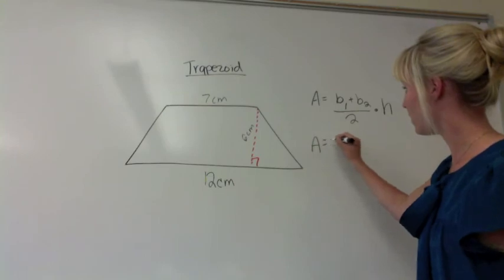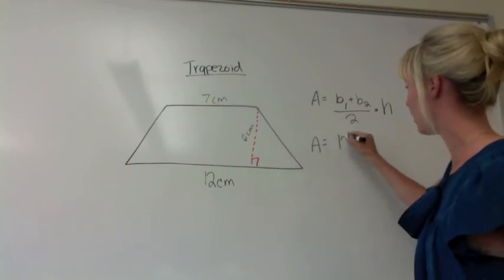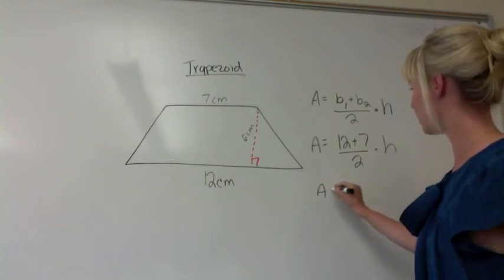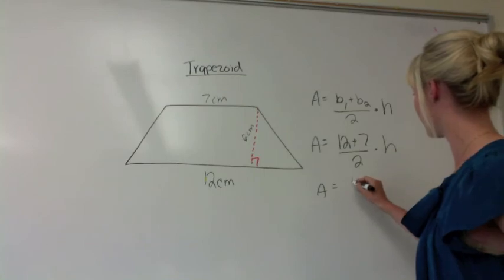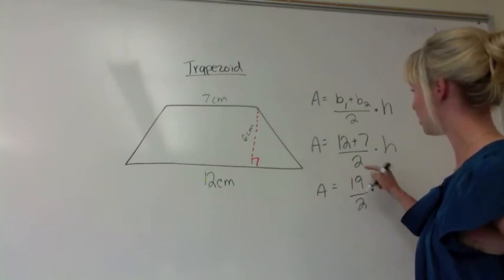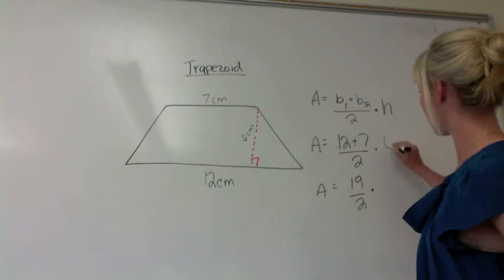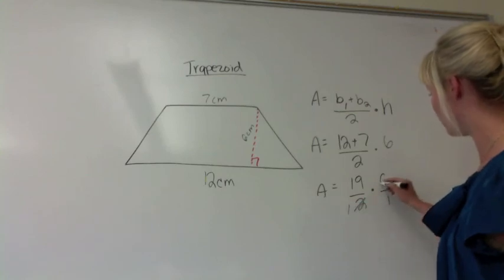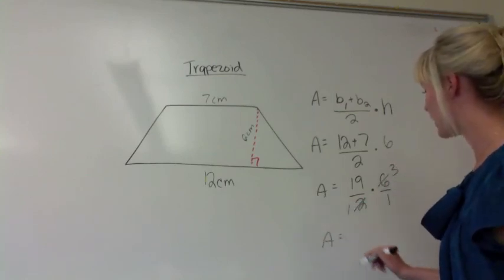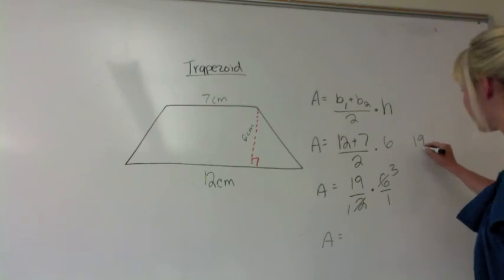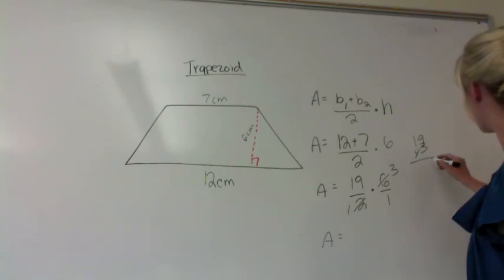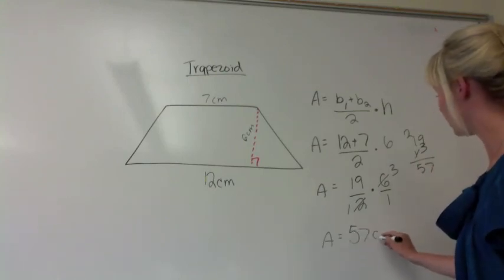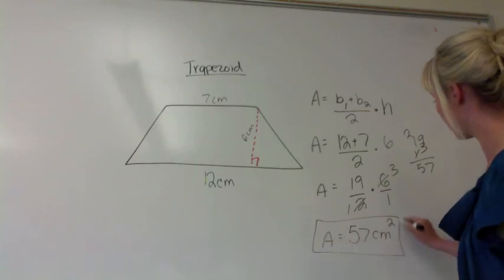So now we just plug our values in. Base 1 plus base 2, so that's 12 plus 7, divided by 2, times the height. So the area has to equal 19 divided by 2 times the height of 6. And I'm going to simplify early: 2 goes into 6 three times. So the area has to equal 19 times 3. So the area is equal to 57 centimeters squared. And that's it.